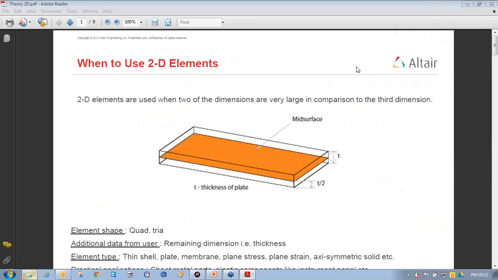Now we will move toward the next topic, that is when to use 2D elements. 2D elements are used when two of the dimensions are very large as compared to the third dimension. So if we consider this sheet metal component, the two dimensions are very large as compared to the third dimension, which is the thickness of the sheet metal component. So in this case we use 2D elements. Generally for any FEM solver, we create a mid surface for 2D shell elements and then assign the thickness to it to simulate the practical problem in FEM.